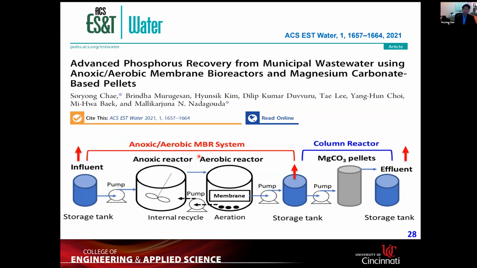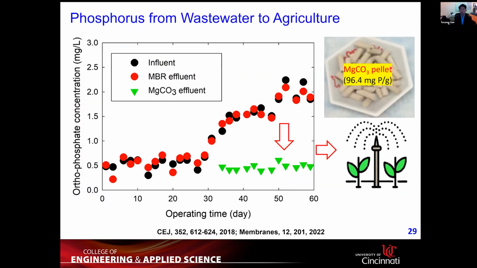One study from my own lab, we designed a membrane bioreactor system combined with magnesium carbonate material to capture phosphorus. So we have municipal wastewater flowing through this anoxic-aerobic membrane bioreactor, and we immerse a membrane module inside this aerobic reactor, and we produce particle-free and bacteria-free water, and that water goes to a magnesium carbonate pellet to capture the phosphorus. And if you see here on the top right, this is the digital image of the material we fabricated, the magnesium carbonate pellet.